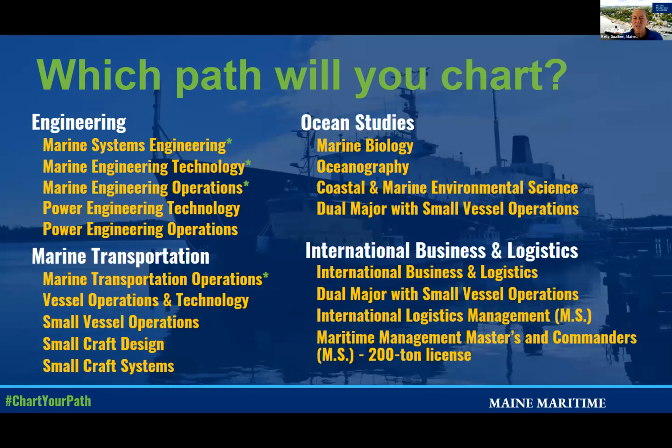And the next slide, which path will you chart? So for us, we have four different areas of academics. We have engineering, marine transportation, ocean studies, and international business and logistics. In our engineering program, we have three majors that actually require the regiment because they are going towards that unlimited license. So as Ashley mentioned, the regiment is a part of all of our campuses. For us, you do have the option of not being in the regiment if you are not an unlimited license major. So that is an option for you.